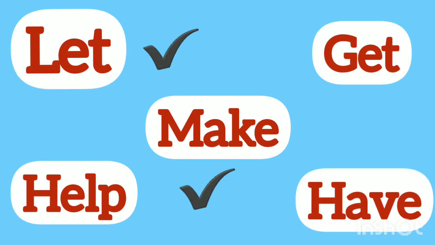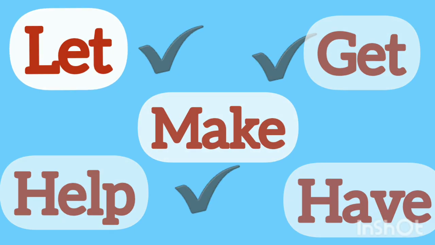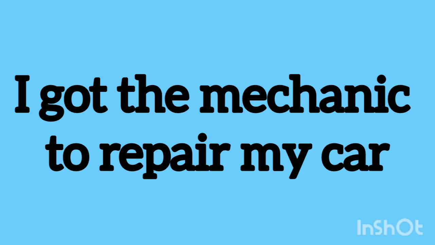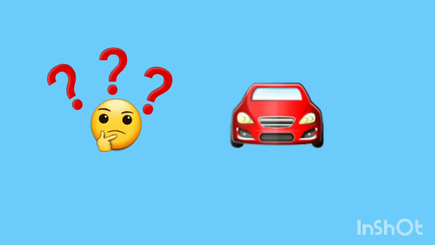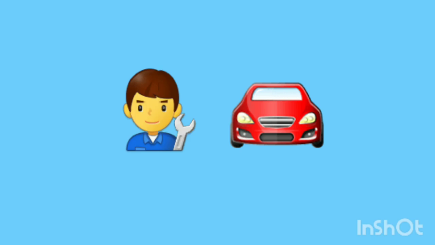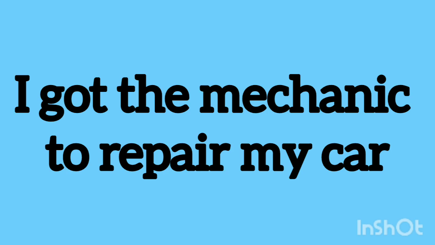Let's now move on to the next verb, which is get. To understand it better, let me give you an example. I got the mechanic to repair my car. So when there's some problem with your car, you cannot do it yourself. So what do you do? You get the help of a mechanic. You encourage the mechanic to repair your car, or you convince somebody to repair the car. And hence you say, I got the mechanic to repair my car.